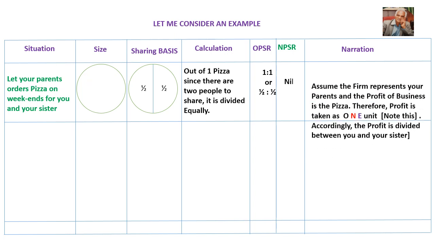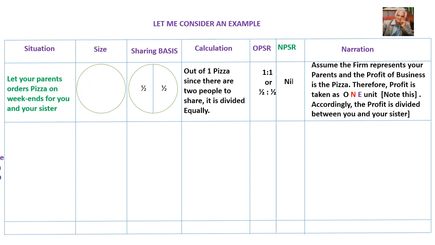Look at my narration. Assume the firm represents your parents and the profit of the business is the pizza. Therefore, the profit is taken as one unit. Note this. Accordingly, the profit is divided between you and your sister.